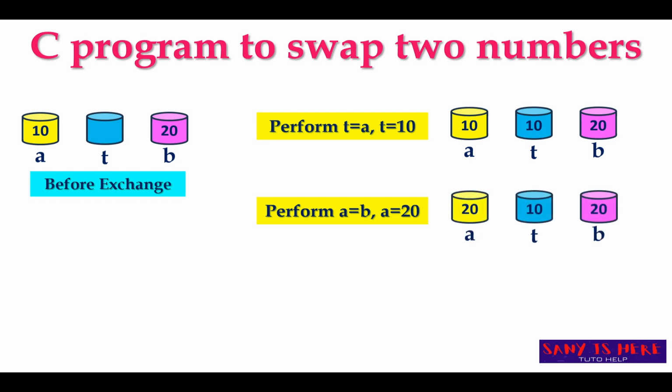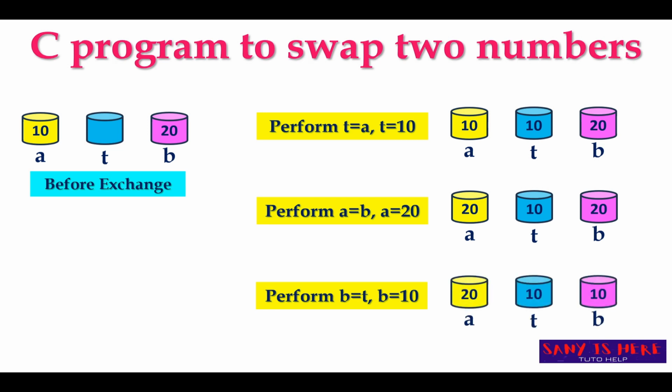Do you think we are getting the result? See, A becomes 20, T remains as it is and B remains as it is. Now what can we do? Just copy the T value in B. That is, perform B is equal to T, means B is equal to 10. See, A becomes 20, T is remaining as 10, B is 10. Can you see? We have exchanged using the third container, that is T.